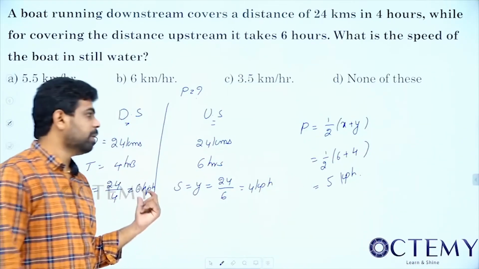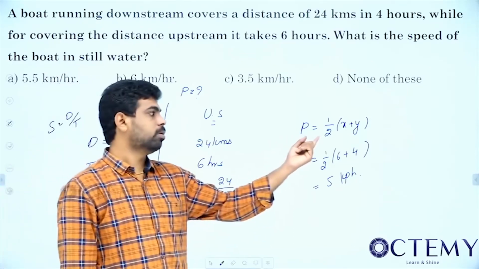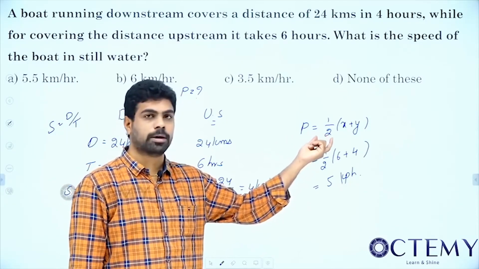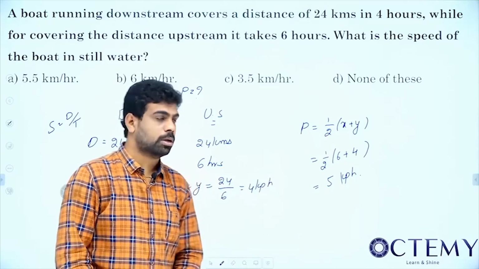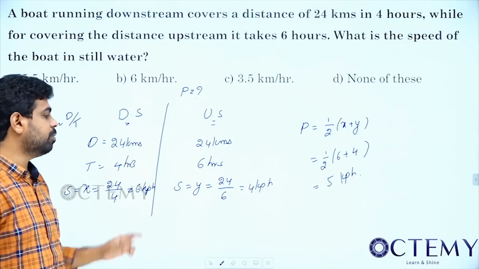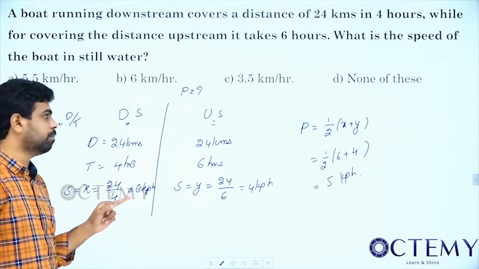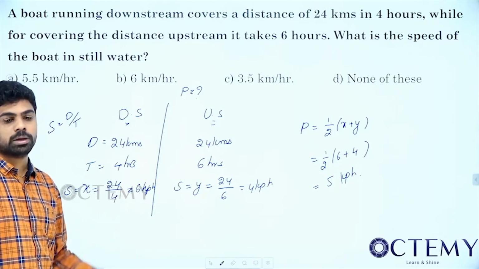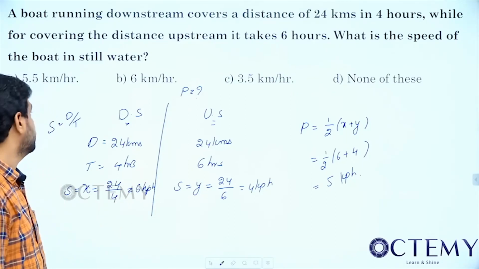For understanding purpose, I wrote everything. Directly you should come to this. Okay, when you solve in the examination, you should directly come to this. This was a 1 mark question. So always remember, when you take distance by time in boats and streams, you will always get either x or y, upstream speed or downstream speed.